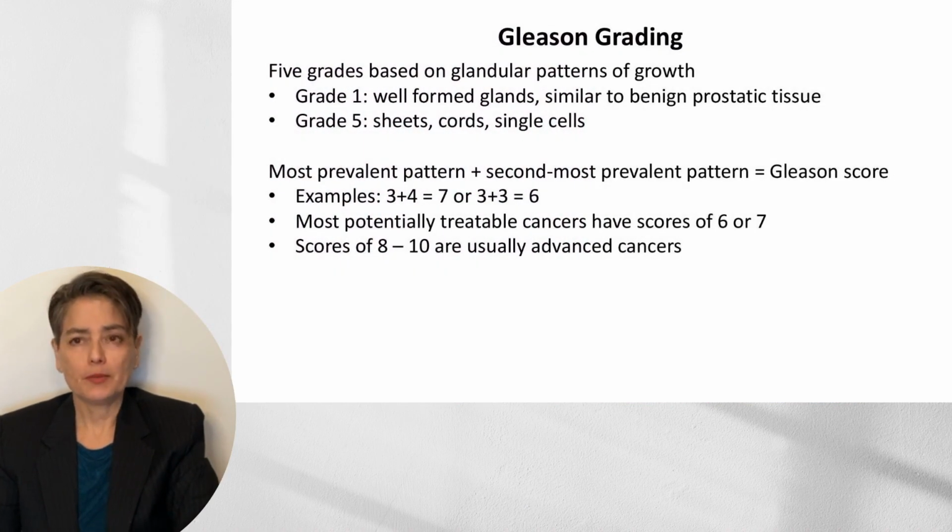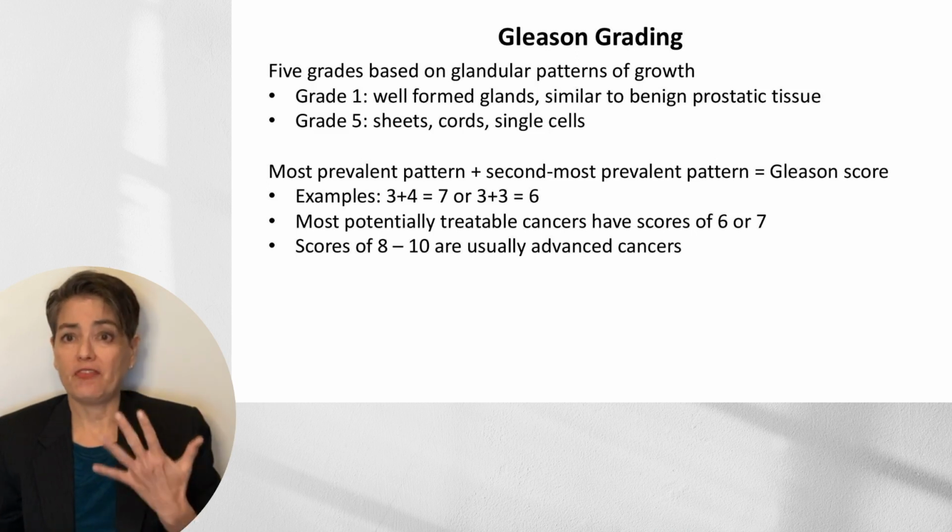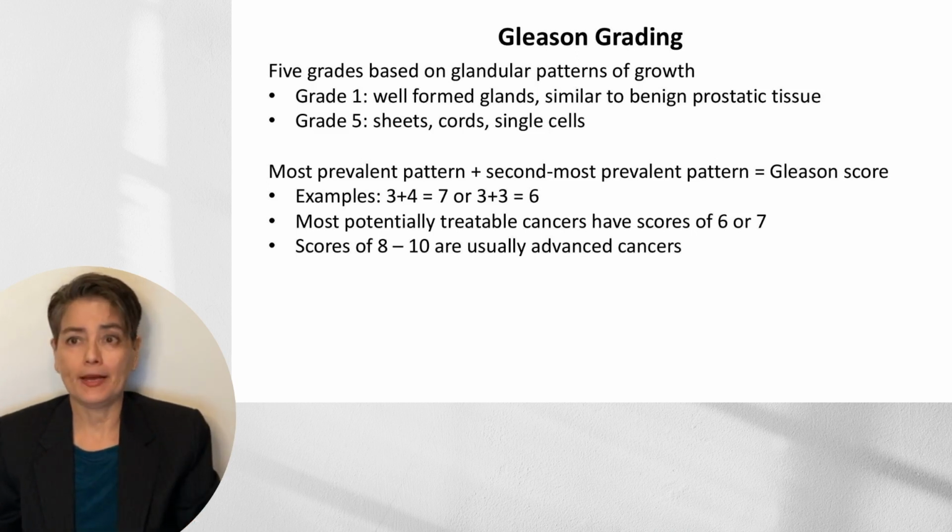Now, things get very complicated once we start talking about grading. You're familiar with the fact that most of the time we have 3 grades: well differentiated, moderately differentiated, and poorly differentiated. But what we have in the prostate is 5 grades, and they're based on the glandular pattern of growth. We very rarely use grades 1 or 2. They would be defined by well-formed glands that are similar to benign prostatic tissue. Grade 3 is typically where we start, where we see crowding of these moderately differentiated glands. And we can move up to grade 5, in which we have sheets, cords, or single cells.